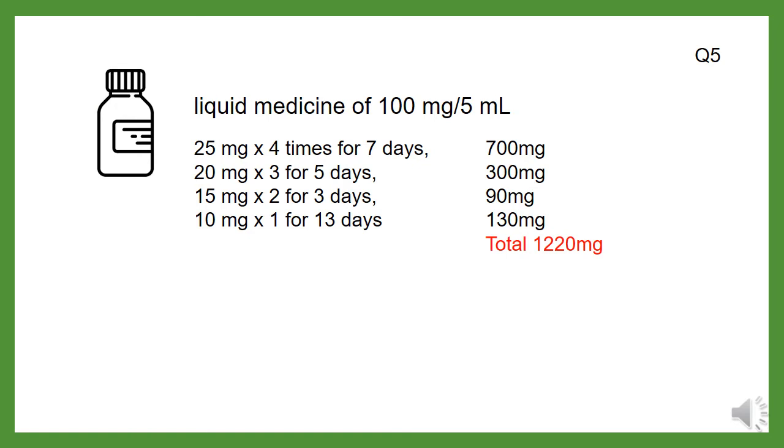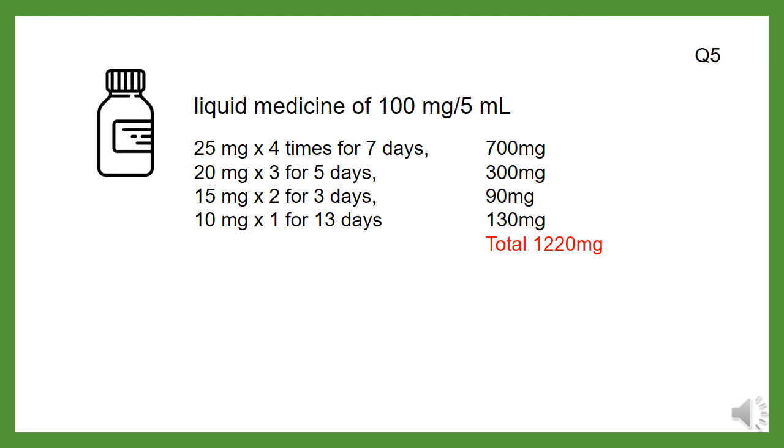For this one, you have to be careful, you need to count the frequency and the days. So just be additionally cautious when you do this question. Your patient needs to consume 25 mg 4 times for 7 days. You multiply everything, you will get 700. 20 mg 3 times for 5 days will give you 300 mg. And then for the next one, you have 90 and 130. You total up together, you will get 1220 mg.